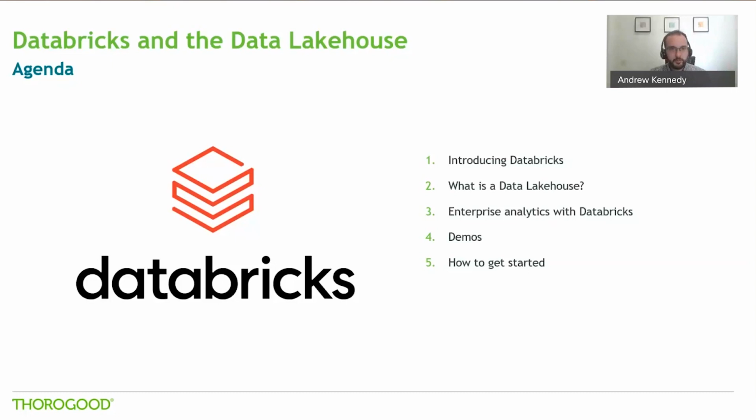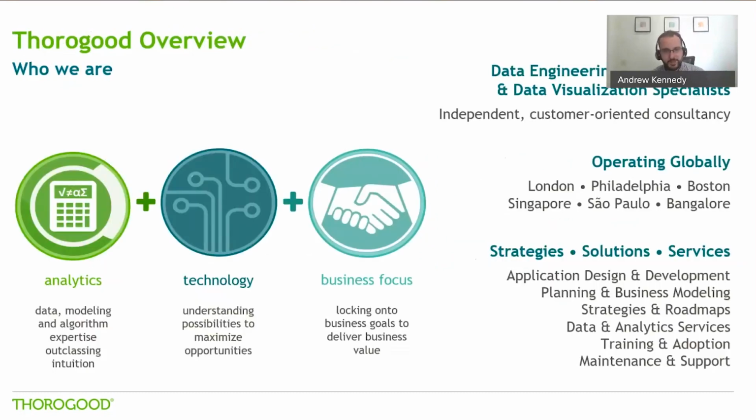Before we get into the detailed stuff, I'll start by doing a quick intro to Thurgood. So at Thurgood, we're a global technology agnostic consultancy. But we specialize in data engineering, data science, and data visualization. So a wide spectrum of activities within the data and AI space. And we have offices across a number of different locations. You can see those listed on the slide. So today I'm presenting from our Singapore office. We've also got offices based in London, Philadelphia, Boston, Sao Paulo, and Bangalore.